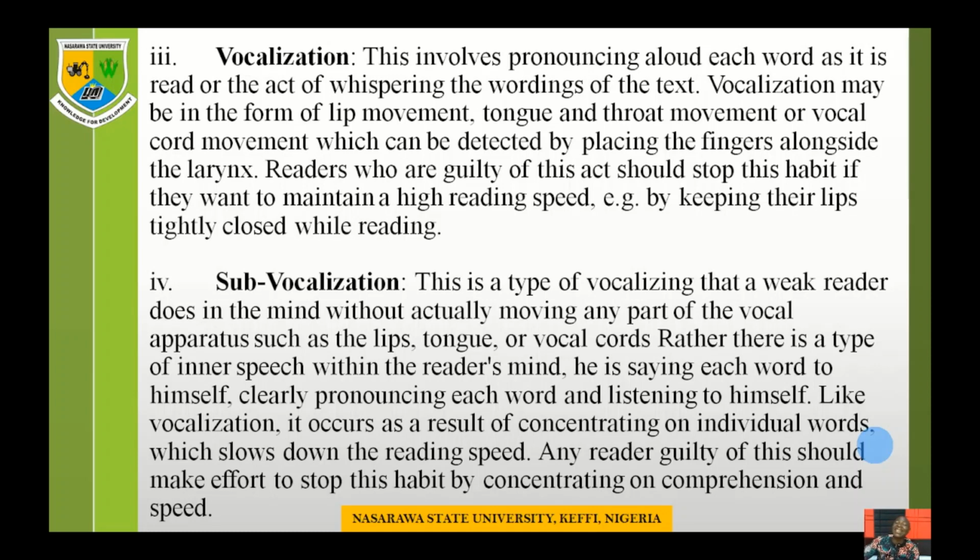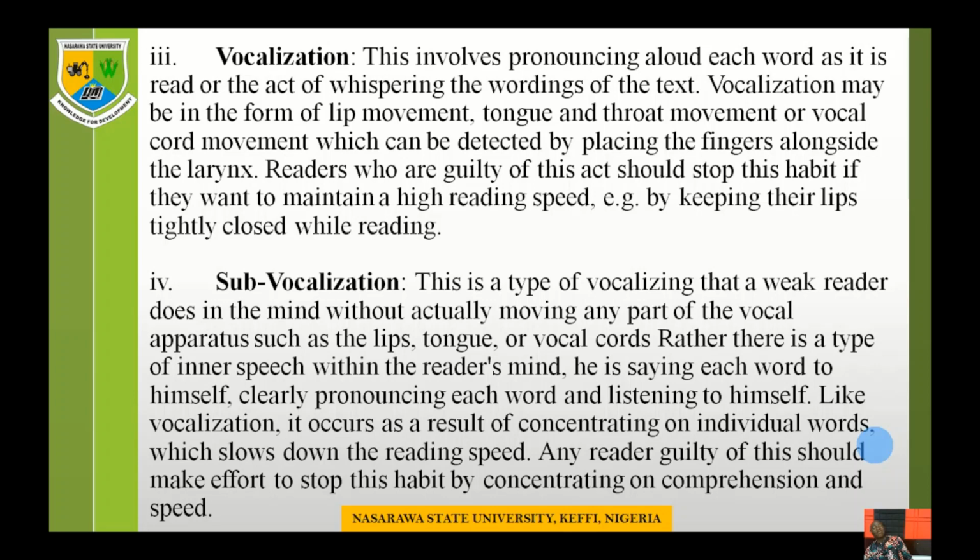The reader is reading aloud to himself. Yes, nobody is seeing what you are reading. You are saying each word to yourself. You are clearly pronouncing each word and listening to yourself. And just like we said for vocalization, it occurs as a result of concentrating on individual words, which slows down the reading speed. If you are guilty of this offense as a reader, our advice is for you to stop this habit by concentrating on comprehension and speed.